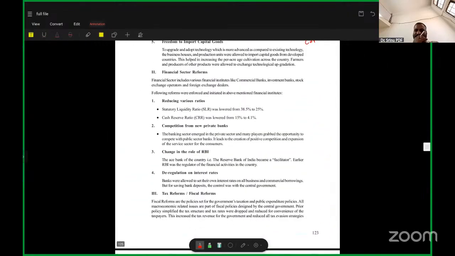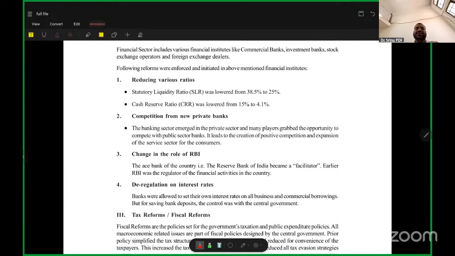Next are the financial sector reforms. In financial sector reforms, they reduced the various ratios. These ratios are restricted by the central government, given by direction of the RBI.